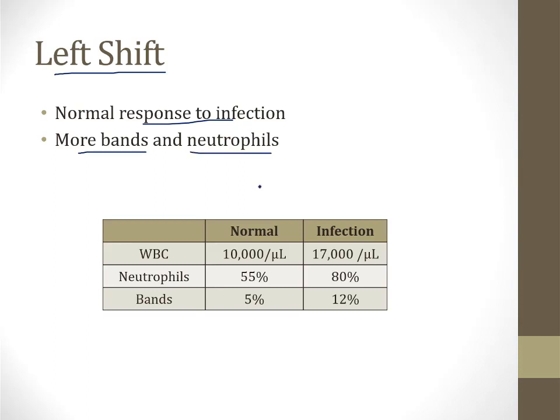To understand this, let's look at this table on the screen. So a normal white blood count might include 10,000 white cells, 55% of which are neutrophils and 5% of which are band forms. In the setting of a bacterial infection, not only will the white cell count go up to 17,000, but the percentage of those white cells that are neutrophils and bands will also rise. This is referred to as a left shift. It gets that name for historical reasons, and it's just part of the normal response to a bacterial infection.